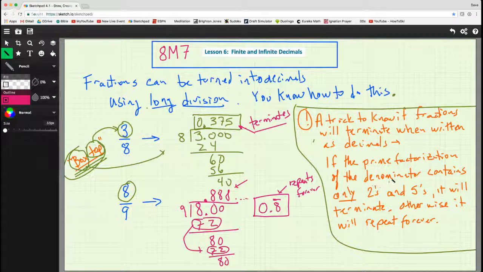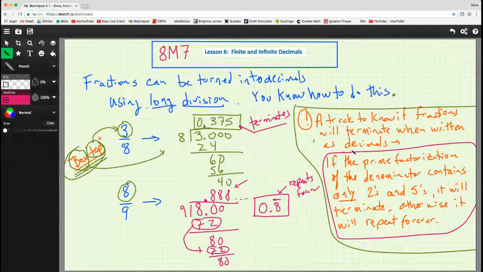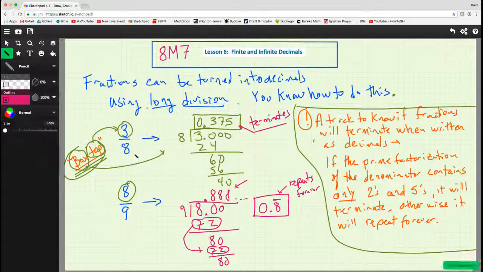Now, the key is, if the prime factorization of the denominator is only 2's and 5's, it will terminate. Otherwise, it will repeat forever. So that's this point. If the prime factorization of the denominator contains only 2's and 5's, it will terminate. Otherwise, it will repeat forever. This isn't something we're going to prove, but you're going to get an intuitive understanding of this by the time this lesson is over.